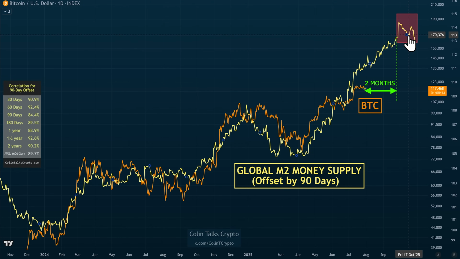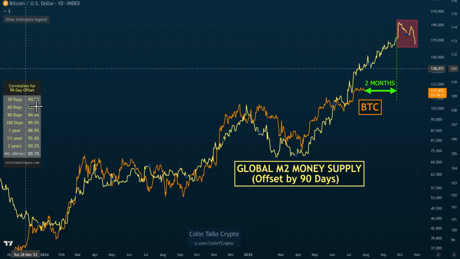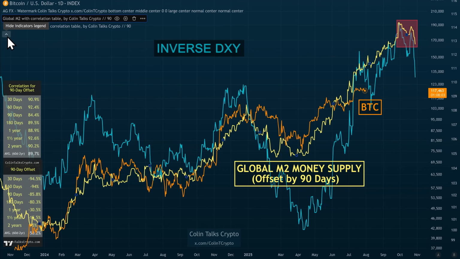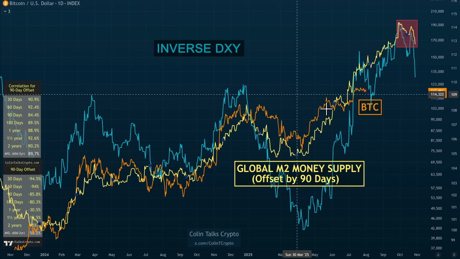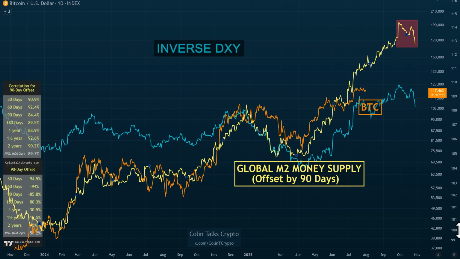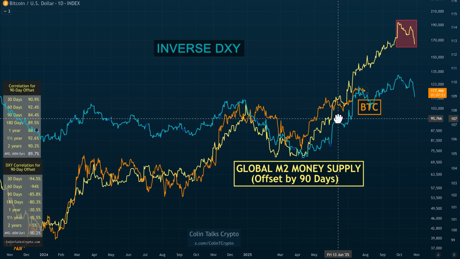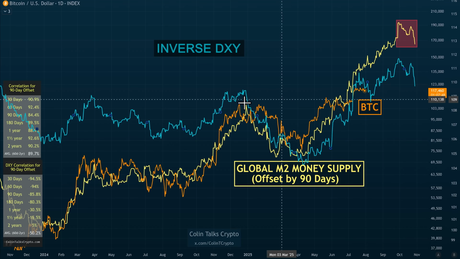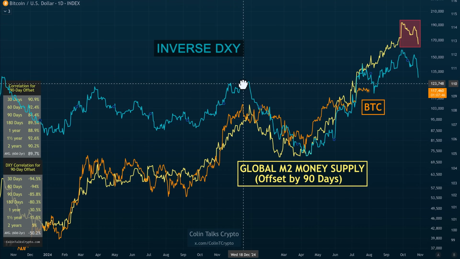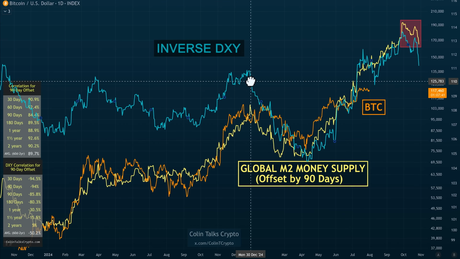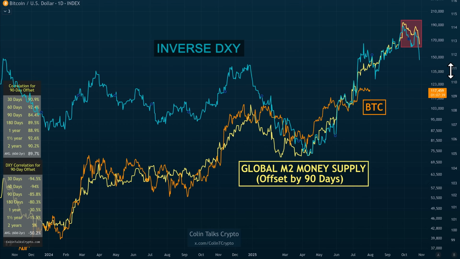Okay. Now, for the second part of the video, I'll make this kind of brief, but I want to show you something that a few people have brought to my attention, which is that the inverse DXY is also correlated to Bitcoin, and in a predictive sense. The blue line here is the inverse DXY. And let me just scale it properly so that it fits onto the chart correctly. I'm just doing this visually right now.